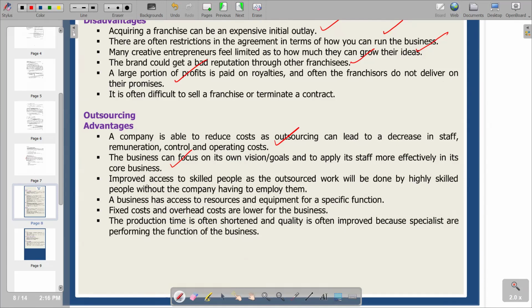And then we have improved access to skilled people, as the outsourced work will be done by highly skilled people without the company having to employ them. So obviously, the external providers that are going to be engaged in outsourcing are going to be specialists in their field. So obviously, we expect quality in terms of what's going to be delivered. So that's how it can be an advantage. A business has access to resources and equipment for a specific function. So these are some of the advantages that we include under outsourcing.